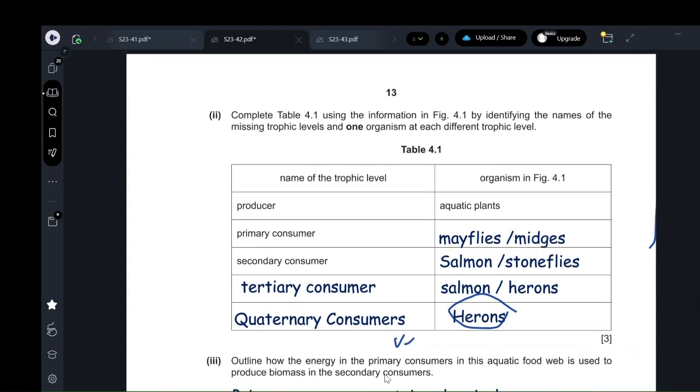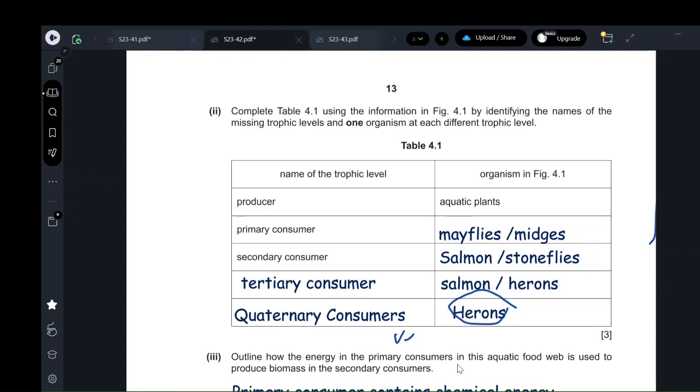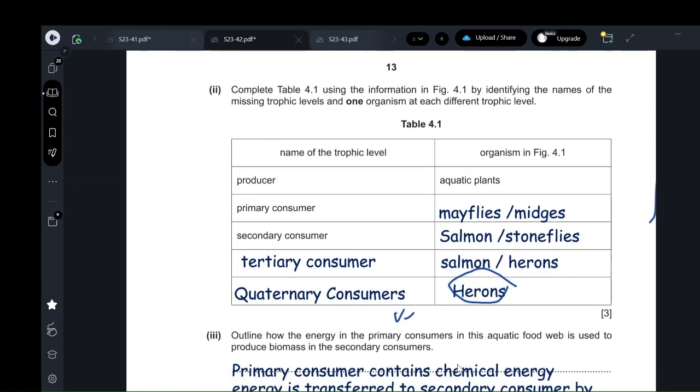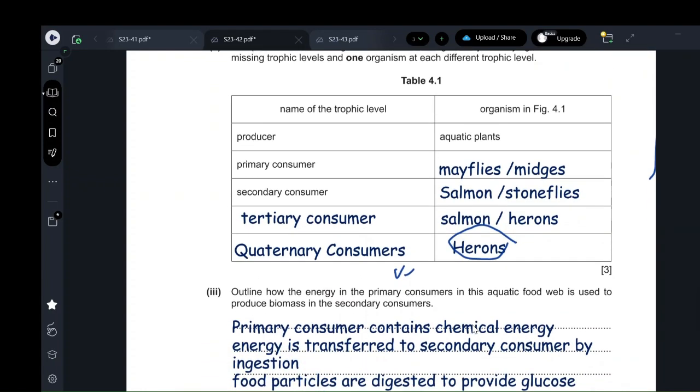Outline how the energy in the primary consumer in this aquatic food web is used to produce biomass in the secondary consumer. How does the energy in the first consumer go to the secondary consumer and how does it form mass in the secondary consumer? When the secondary consumer eats the primary, he takes the energy from it. What form of energy? Chemical energy.